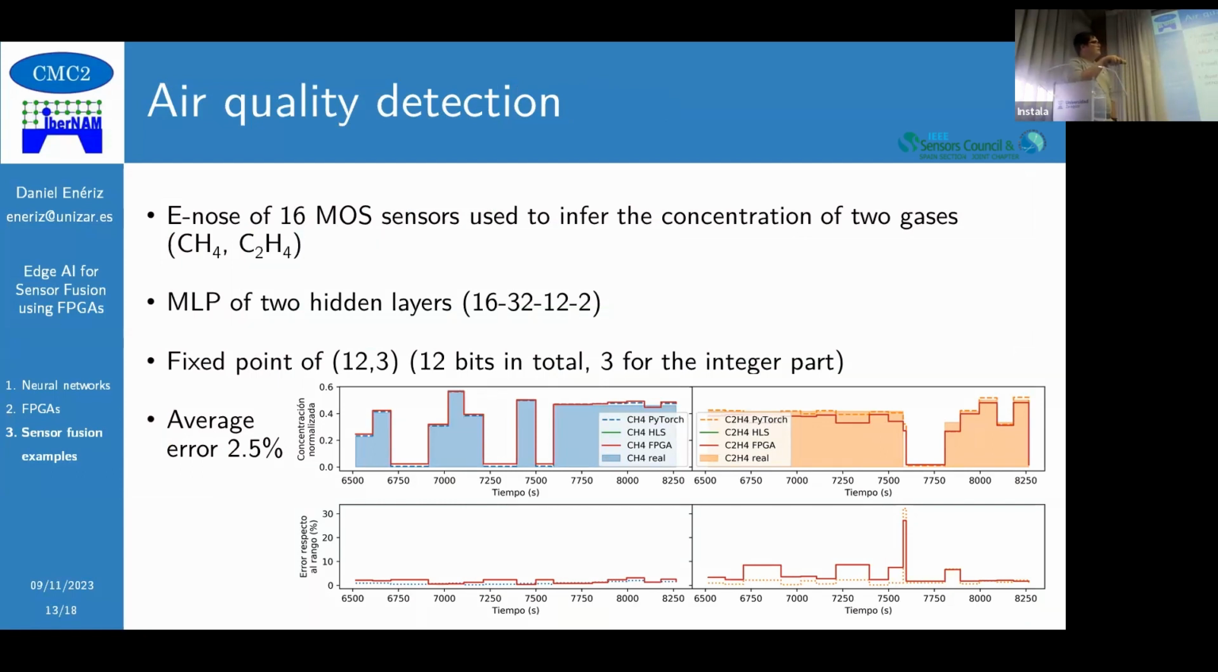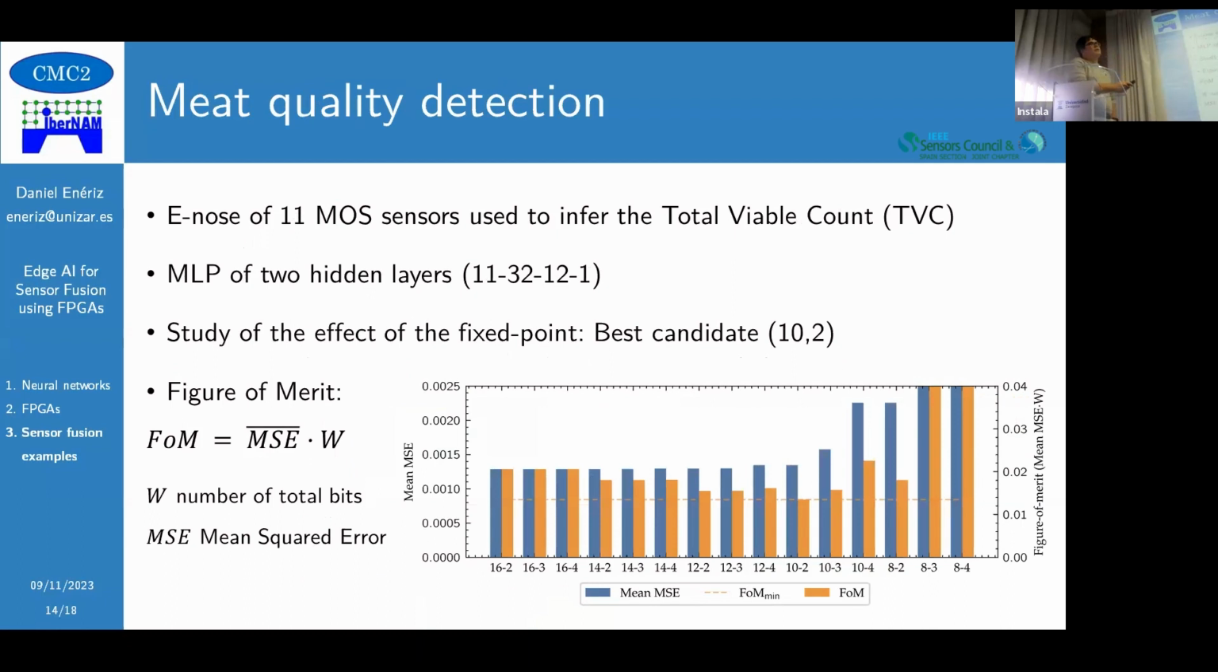And here in red, there is the response of the model once implemented on the FPGA, and in blue, there is the real actual concentration of methane, and in orange here is the actual concentration of ethylene. And overall, this model was implemented on the FPGA with a fixed point representation with an average error around 2.5%.